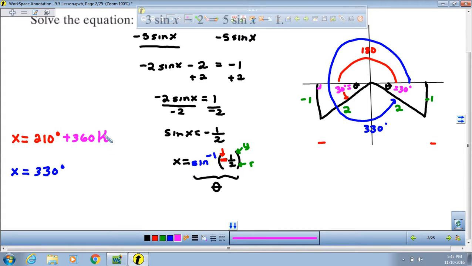For example, when k is 0, you get 210. When k is 1, you get 210 plus 360. When k is 2, you get 210 plus 360 times 2, which is 720, and so on. Those are repetitions of the same angle, but with more rotations, right? Same thing with this one. This is 330, and it repeats every multiple of 360. So these are my solutions where k is any integer.